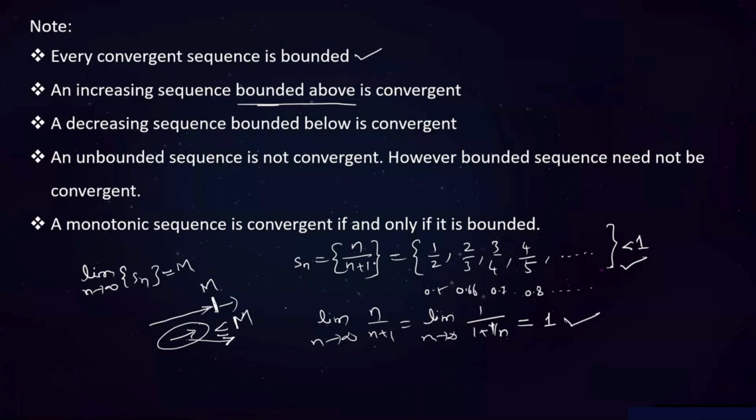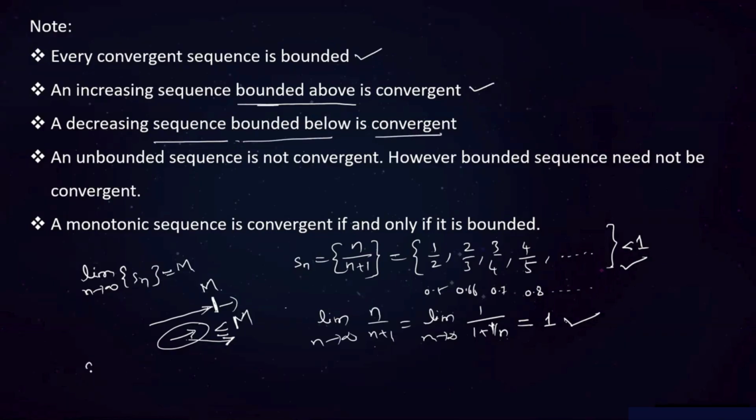When you are given a sequence which is increasing and bounded above, clearly it is convergent. It's quite simple to understand. When there is a particular limit, obviously all the numbers in the sequence go towards that particular boundary only, and thereby automatically it is convergent. In a similar way, when you are given a decreasing sequence which is bounded below, it is also convergent, right?